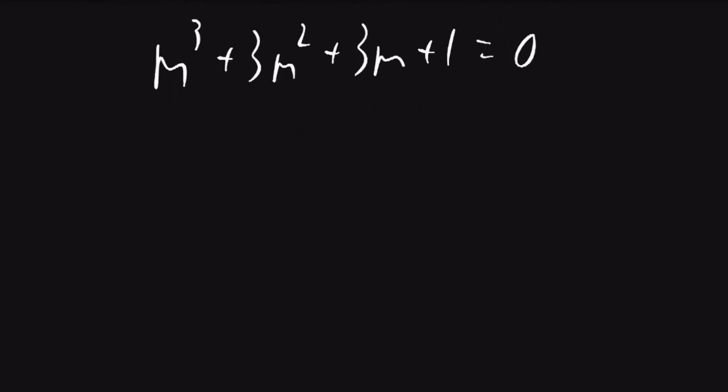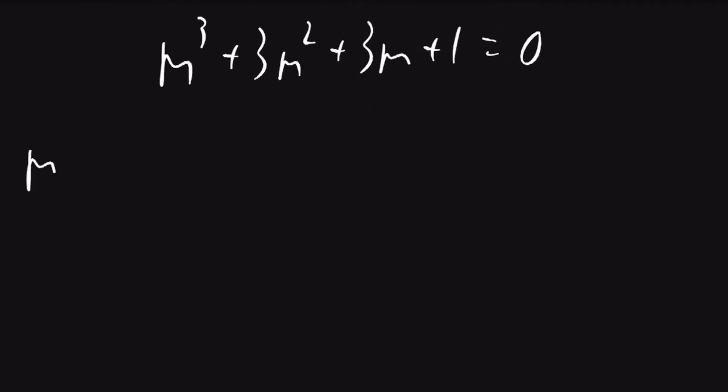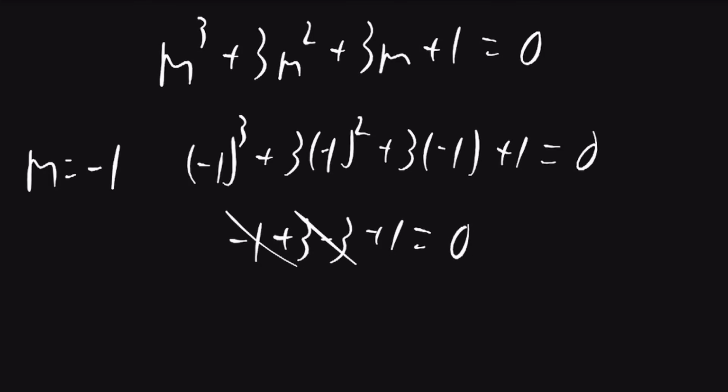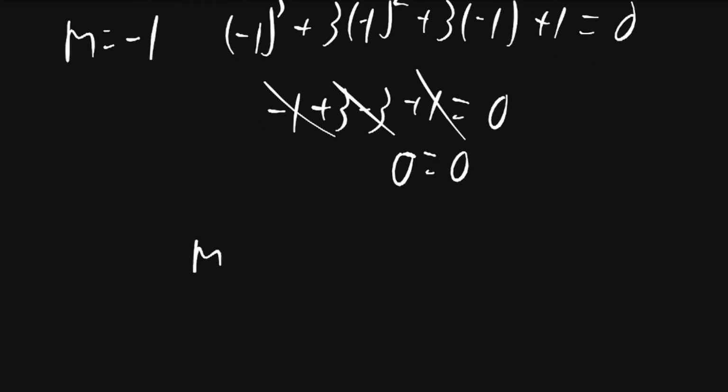We can now try some values for m. We know 1 is going to be negative, so we'll try m equals negative 1. It'll be negative 1 cubed plus 3 times negative 1 squared plus 3 times negative 1 plus 1 is equal to 0. It'll be negative 1 plus 3 minus 3 plus 1 is equal to 0. The 3's and the 1's will cancel, and we will get 0 equals 0. So one of the roots will be negative 1.